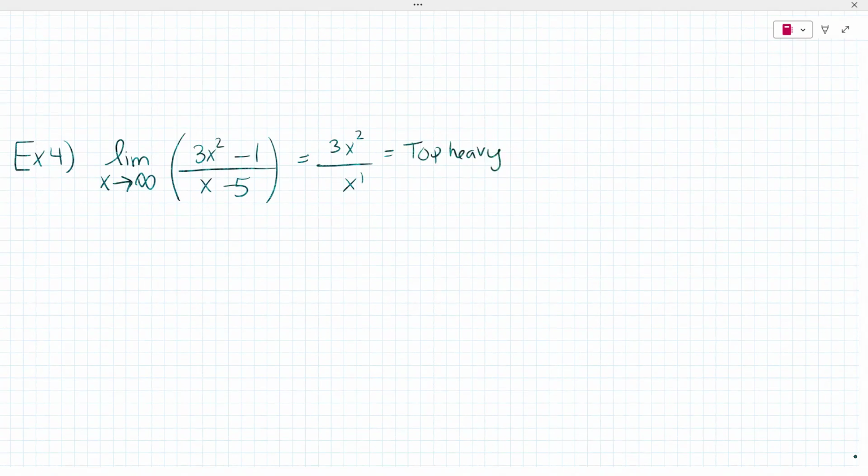So what is this going to be? We said it's top heavy, it's oblique, and you have to do long division. Let's see. What we'll do is divide each term by x squared, because that's the highest term, right? So we'll say the limit as x approaches.